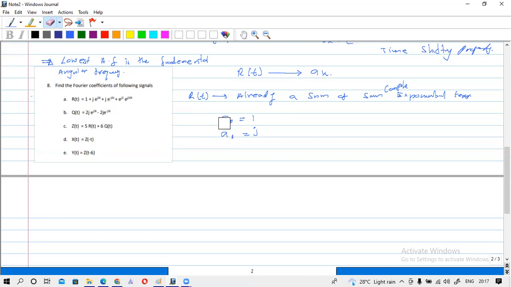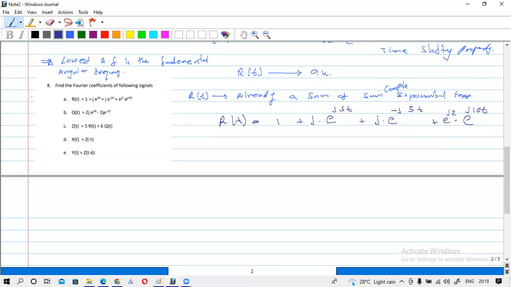I have written the signal here. Our signal is x(t), and it is given as 1 plus j e^{j5t} plus j e^{-j5t} plus e^{j10t}.